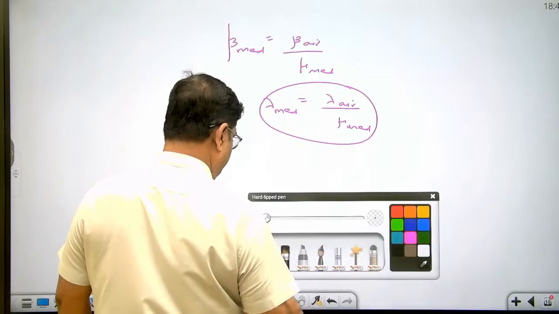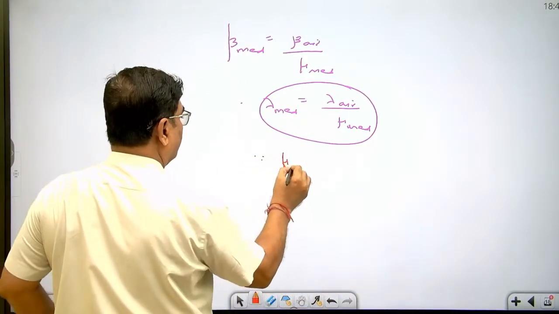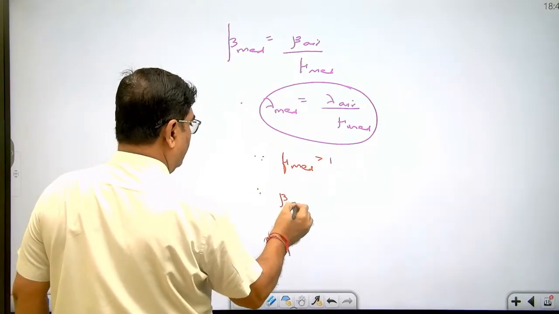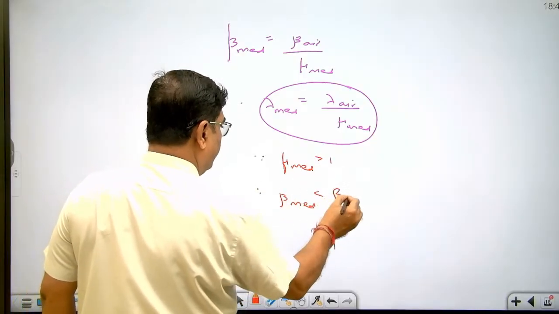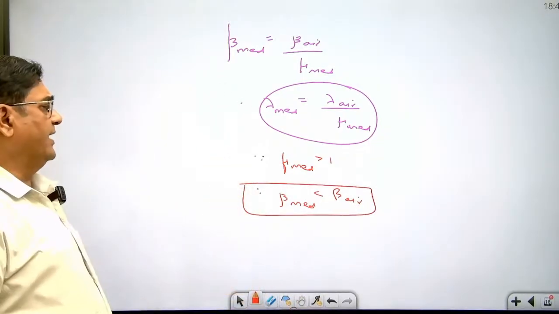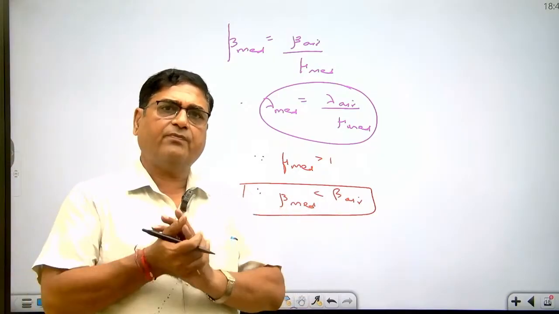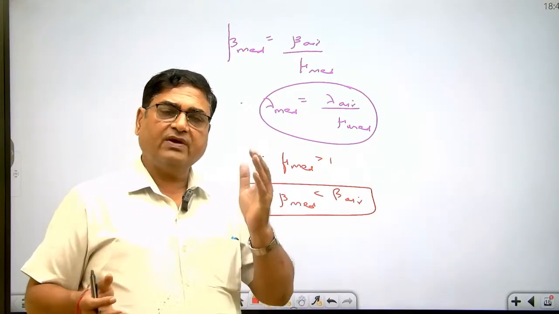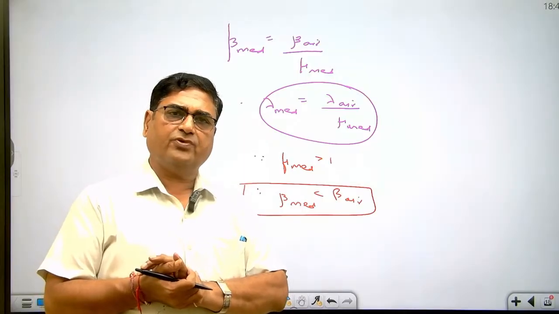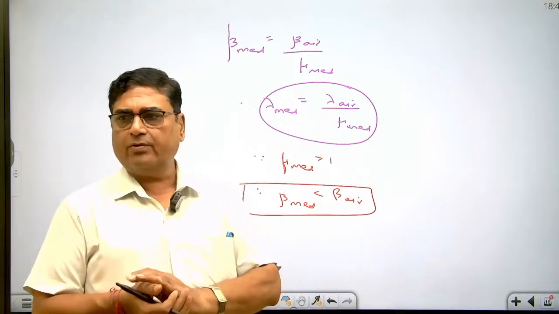Dear student, since mu medium is greater than 1, therefore beta medium is less than beta air. So what are we observing? In the presence of medium, fringe width decreases. Fringe width decreases means the number of fringes formed will increase. If the YDSE experiment is conducted in water, water is having refractive index 4/3, so fringe width will become 3/4, meaning 75% of the fringe width of air.